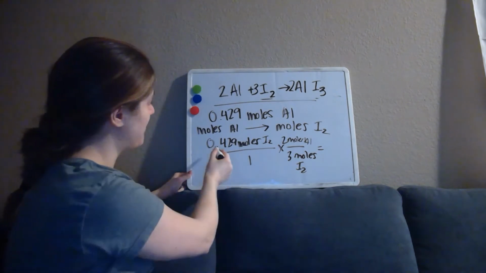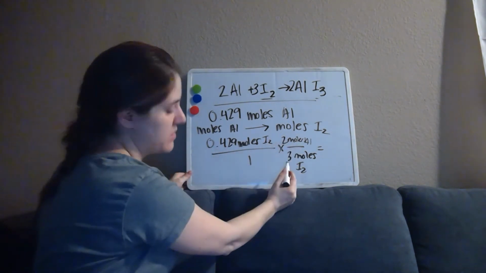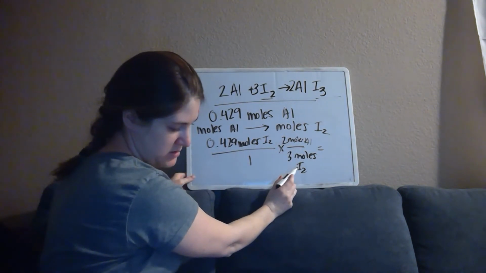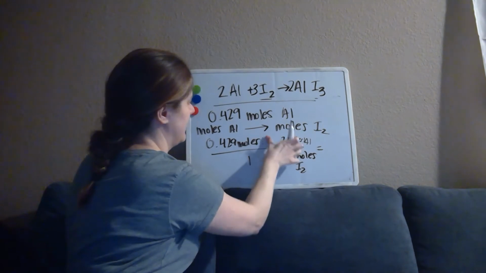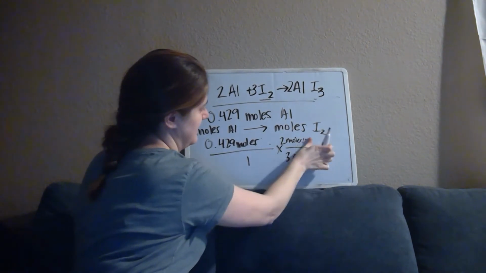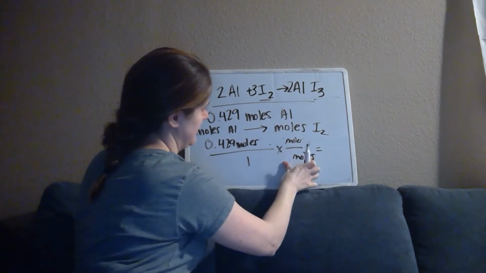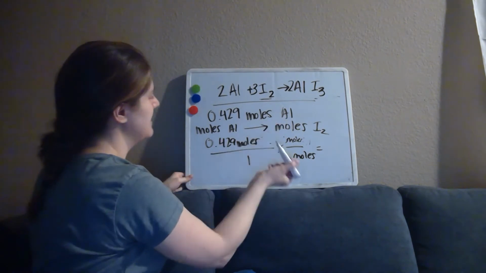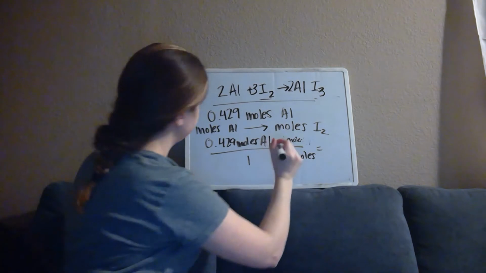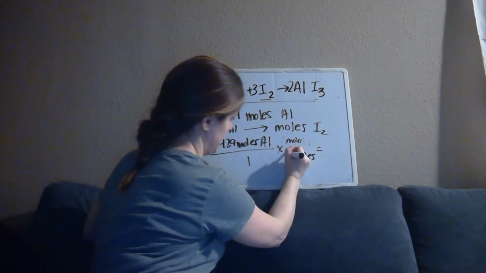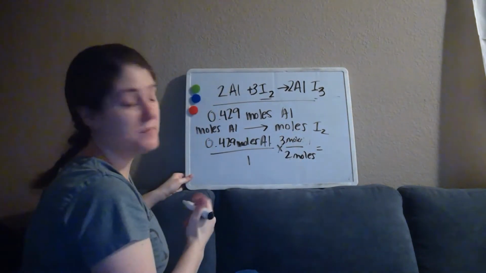And if you do this math of 0.429 times 2 divided by 3, oh, whoops. Thought something looked off. We're starting with moles of aluminum, not moles of iodine. So, moles of aluminum times, so then that would also flip that ratio.